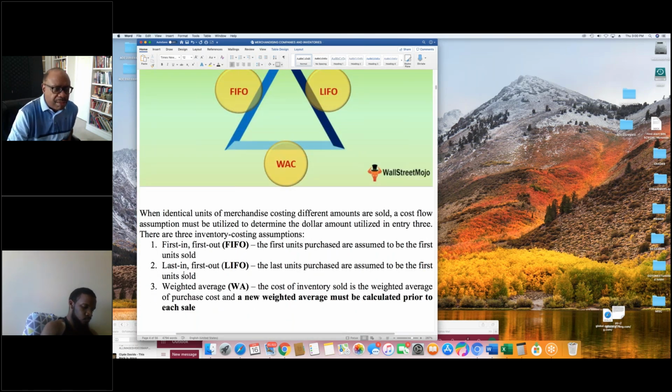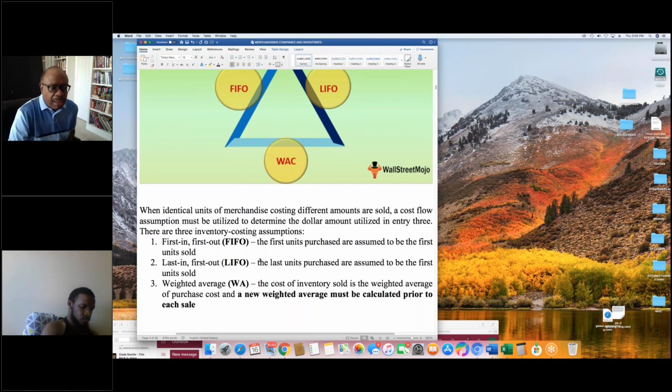So the 3 methods: first in, first out, last in, first out, and a weighted average. We're just concerned with FIFO right now. If you can learn FIFO, then you should be able to pass the next exam. B students got to learn FIFO and LIFO. A students got to learn FIFO, LIFO, and weighted average. But let's just concentrate on FIFO.